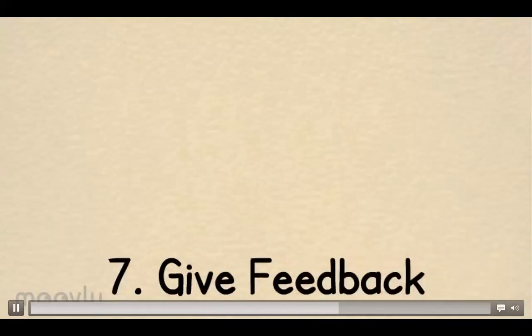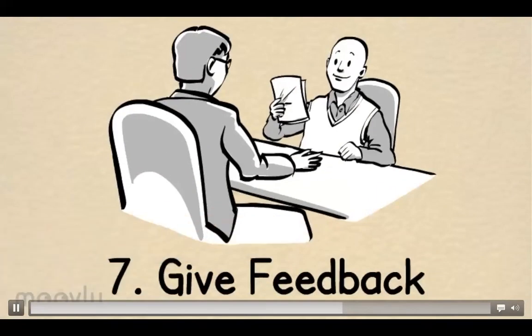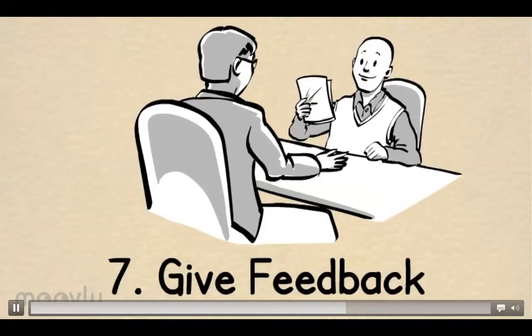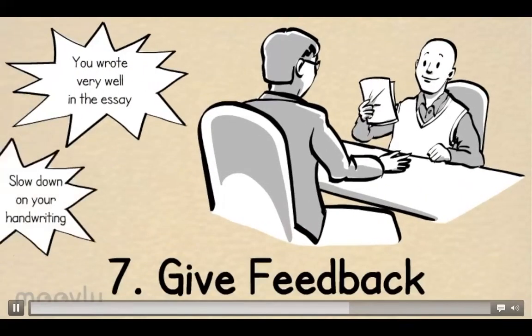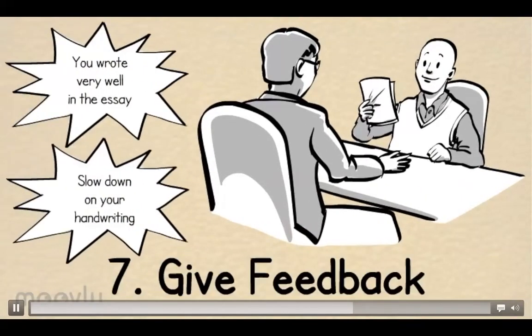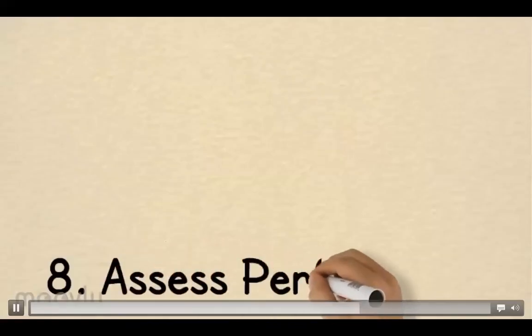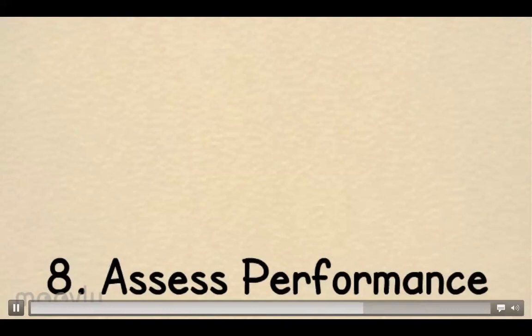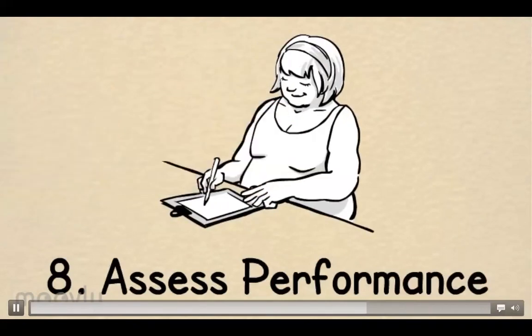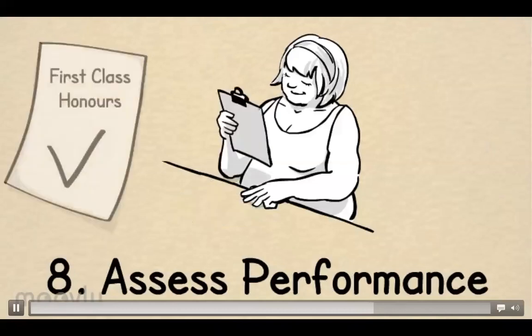The next step is to give feedback. This feedback should be specific instead of general, providing specific praise and criticisms so the learner is fully aware of where to go next. Step 8 is to assess performance. This is where the learner can be evaluated and their success determined. It also identifies areas where the learner can improve.